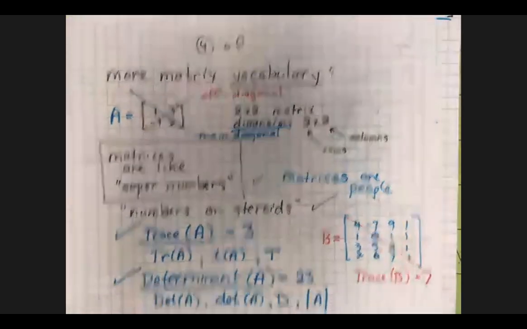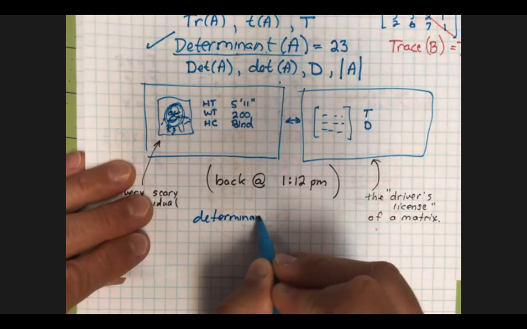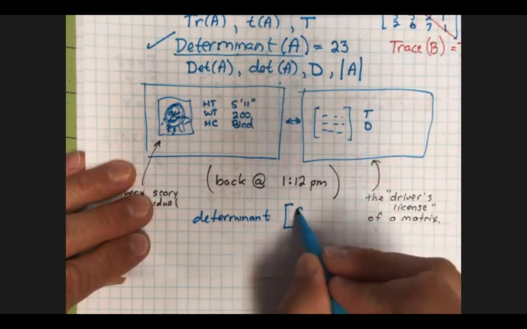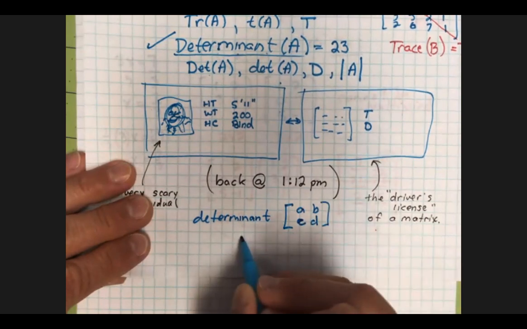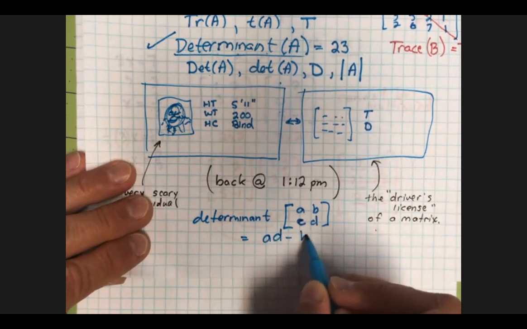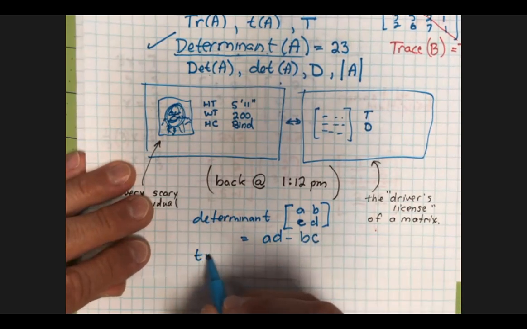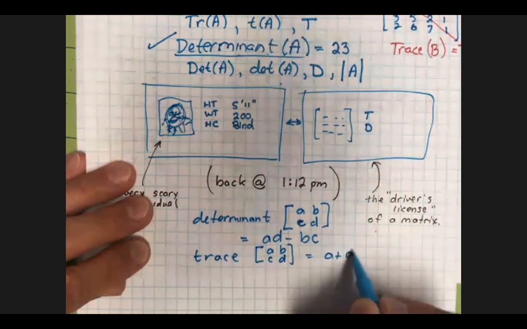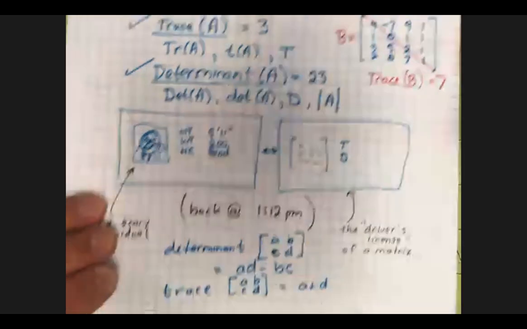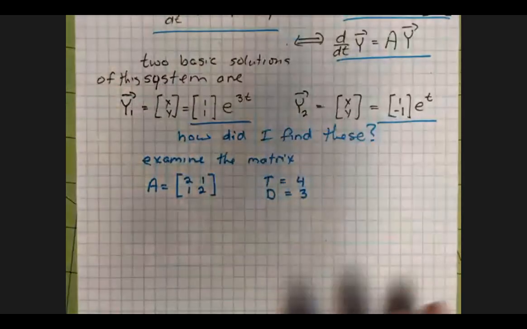In fact, if you want to think of determinant like this, if you want a formula for determinant, the determinant of the matrix A, B, C, D is A times D minus B times C. And you would even see that in your algebra class. The trace of the matrix A, B, C, D is not nearly so fancy. You just say A plus D. So if you want formulas for them, there they are. Okay, back.